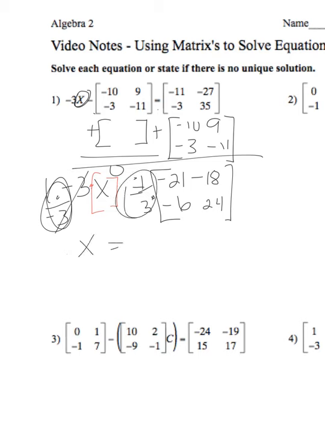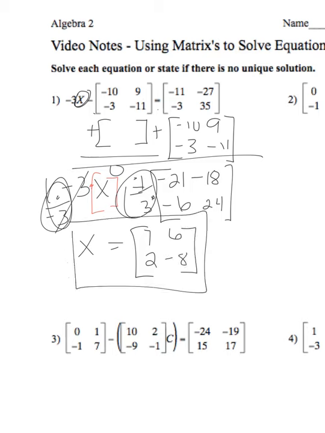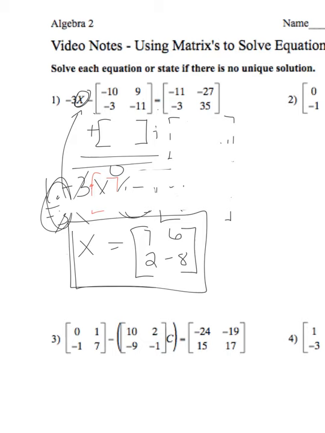And so basically I'm going to divide all of these by negative 3. So negative 1/3 times negative 21 will be positive 7. Negative 18 divided by negative 3 will be positive 6. Negative 6 divided by negative 3 will be positive 2. And 24 divided by negative 3 will be negative 8. Okay, that's the answer. That's the matrix that makes this thing up here true. Okay, well, let's see. Most of the time we don't have to do this, but I just want to check that to make sure we know what's happening.